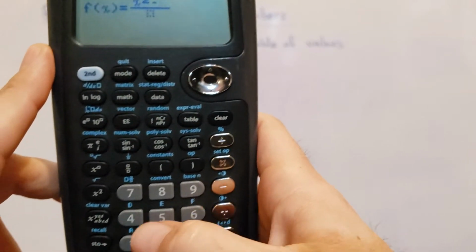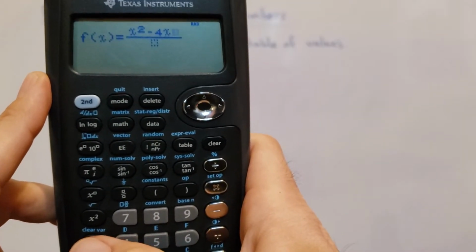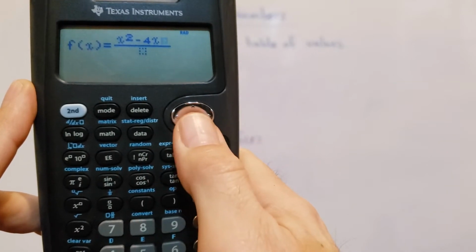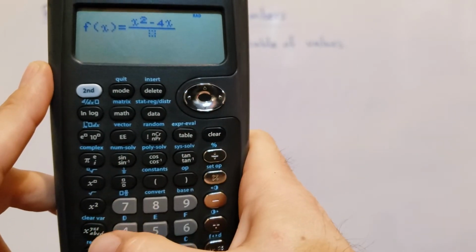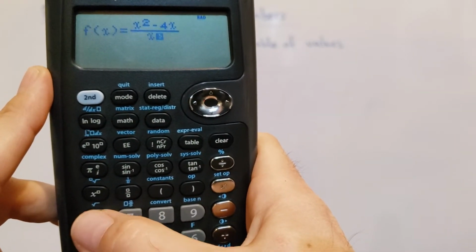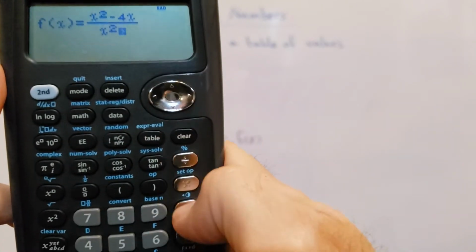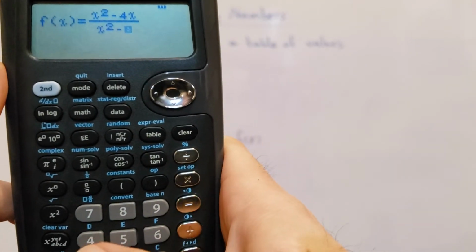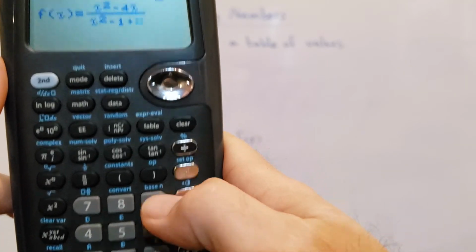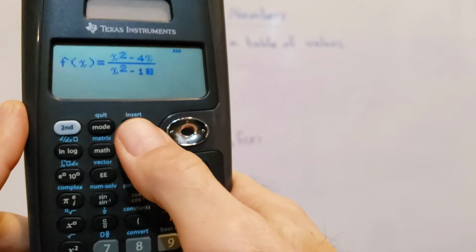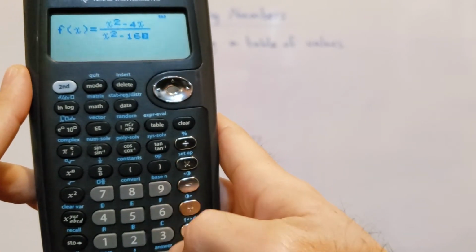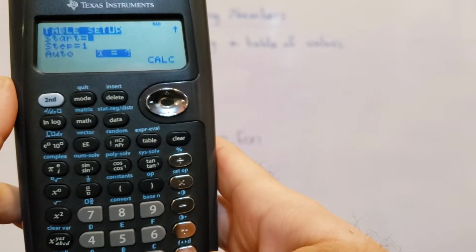minus 4x, so there's my numerator, x squared minus 4x. I'll hit my down arrow, and now I'll type x squared minus 16, oops, let me hit delete, I hit a wrong button, and enter to save that formula.